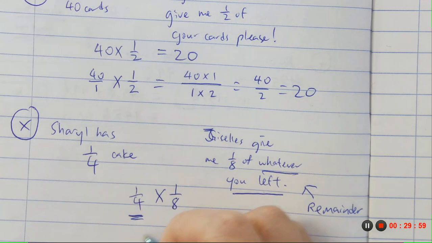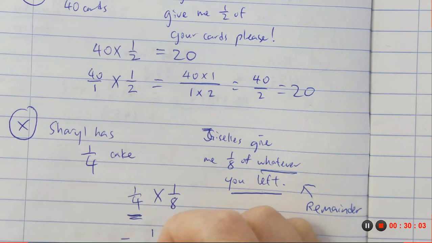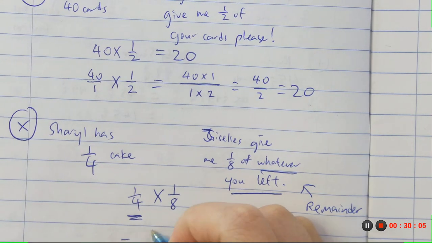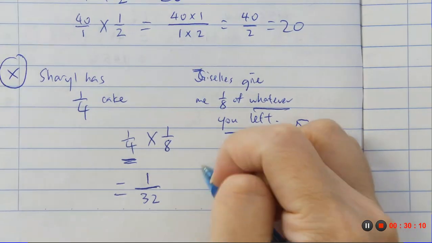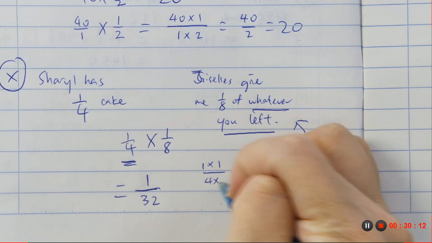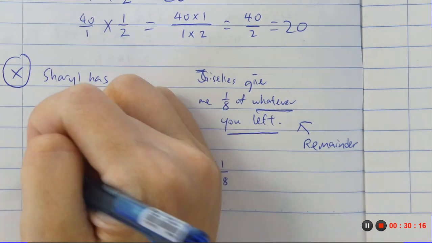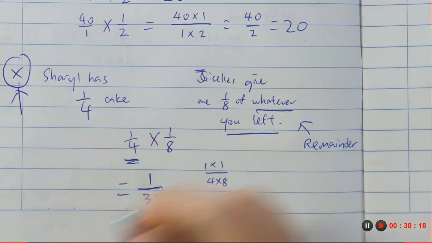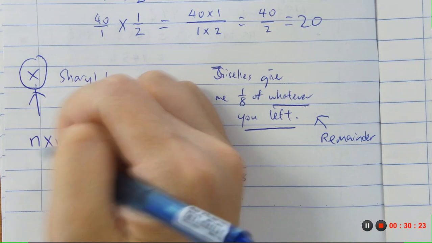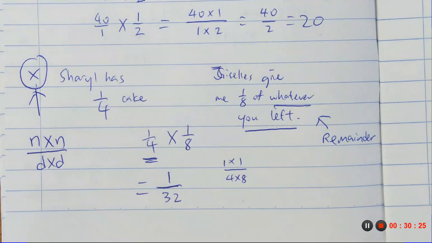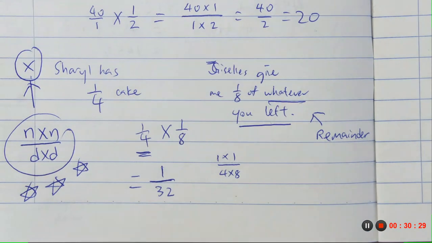So numerator times numerator, denominator times denominator, what's the answer? 1 out of 32. Numerator times numerator, denominator times denominator. Sounds familiar? One more time. Multiplication, what you need to do, not find equivalent fraction, you need to find numerator times numerator, denominator times denominator. This one you must remember. Very important.